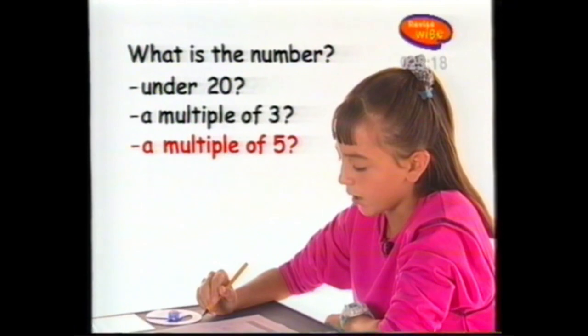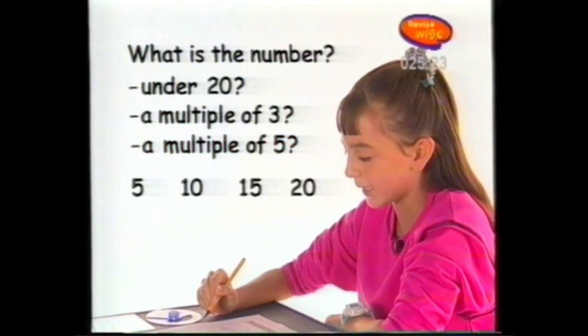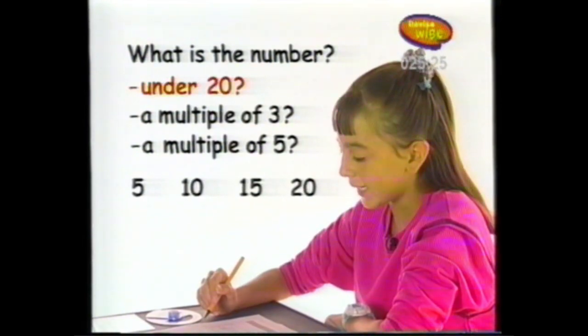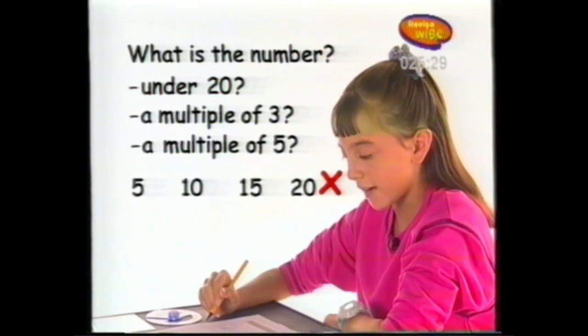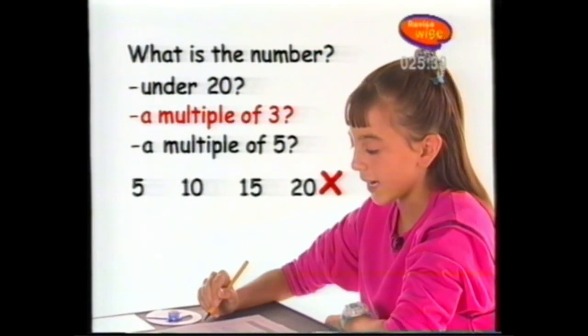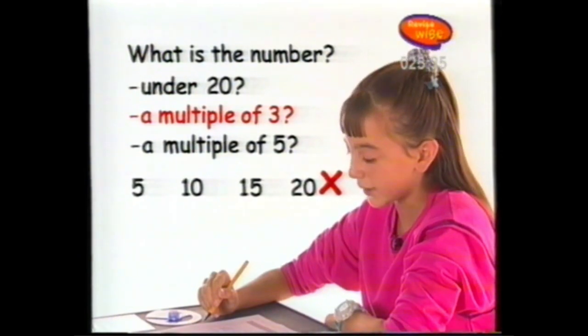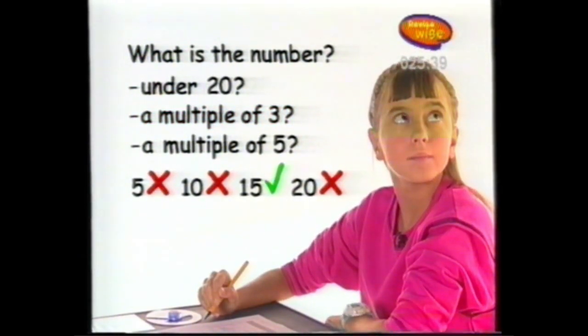Multiples of 5 are 5, 10, 15, 20, but it has to be less than 20. That leaves 5, 10 and 15. But the number has to be a multiple of 3, and 3 only goes into 15, so the number must be 15. So write it in the box.